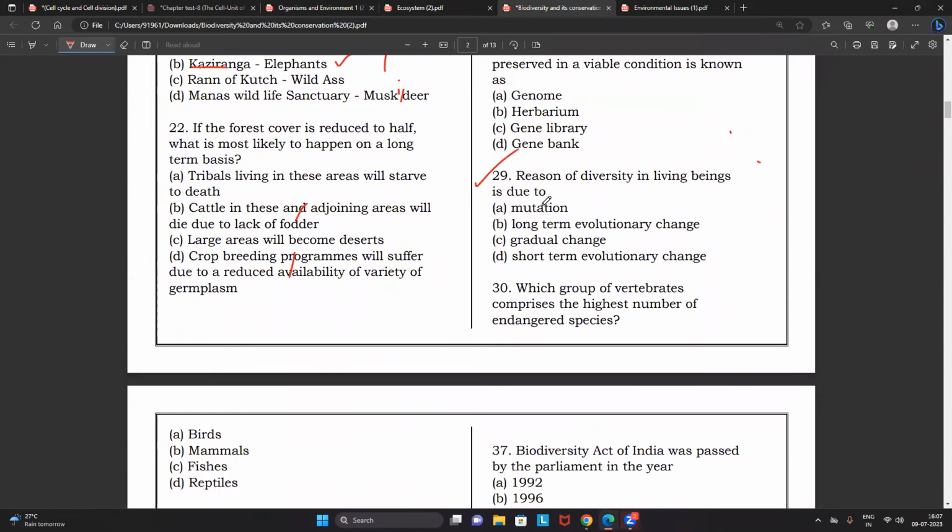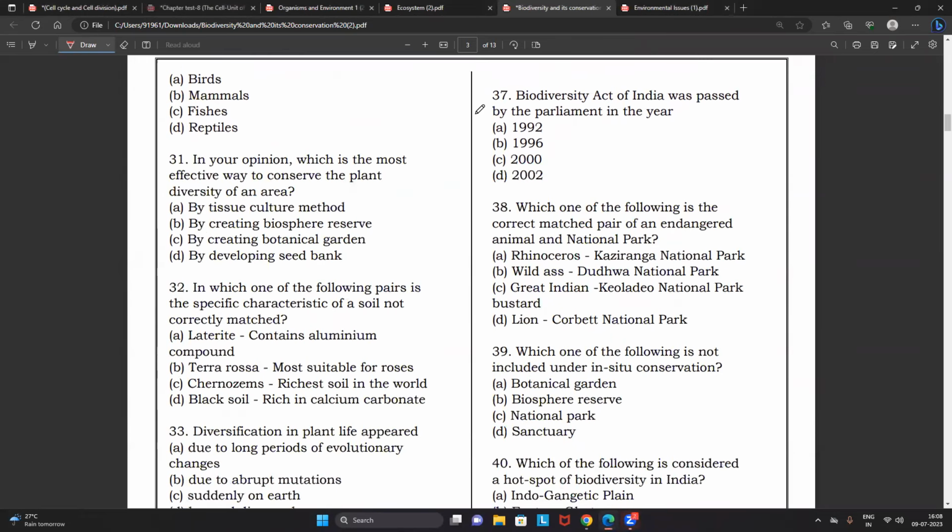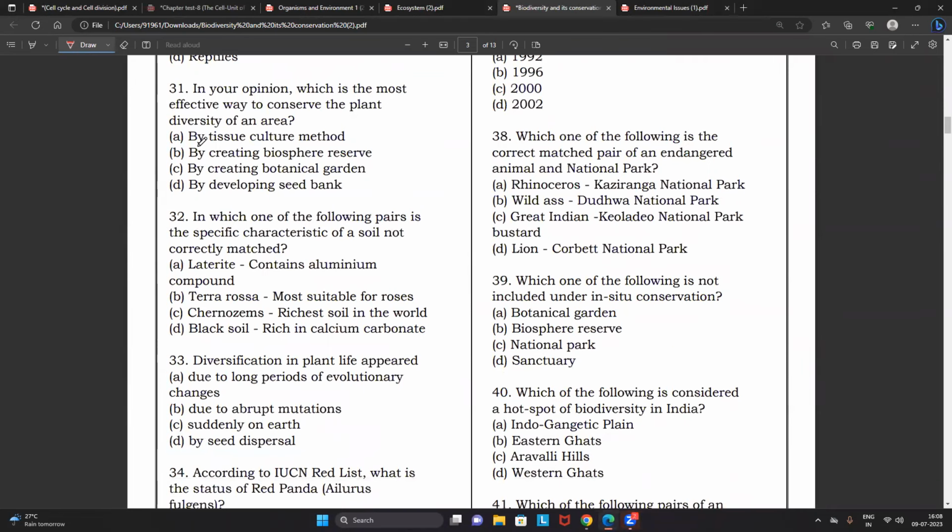Question number 29. The reason for diversity in living beings is due to. They're asking why the diversity is occurring. Of course, friends, why did we all get diversified? We got diversified as time progressed. A lot of evolutionary changes occurred. Because of a lot of evolutionary changes, this particular diversity has continued. Sorry, question number 31 is not required, 32, 30.